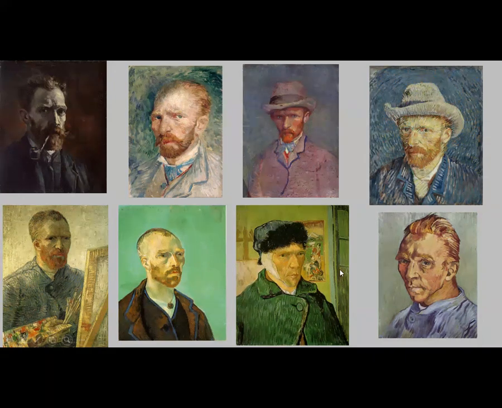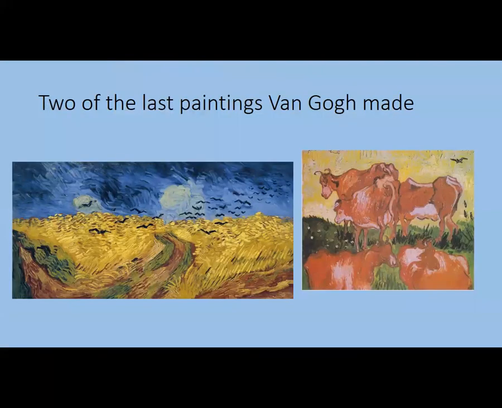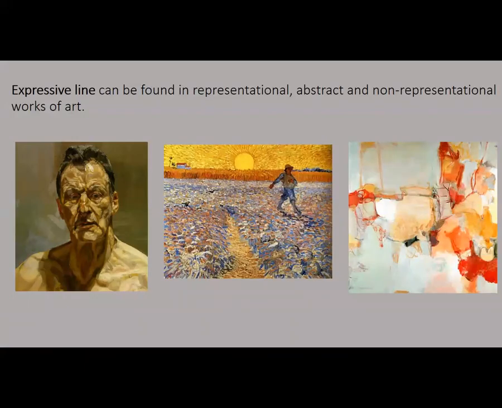And you can see in these paintings, because of all these expressive lines in him, that he is increasingly becoming more and more manic. And then these are a couple of last paintings he does. I'm not going into his whole history, sorry, but he ends up either, the story is either he shoots himself in a wheat field, or he's annoyed someone so much that they shoot him, and it takes him 3 days to die. So expressive line can be found in all sorts of art.